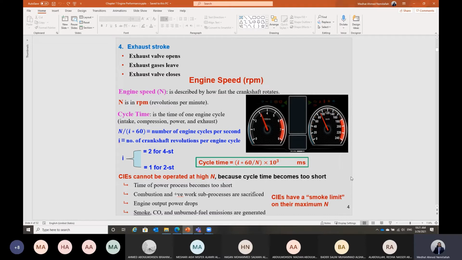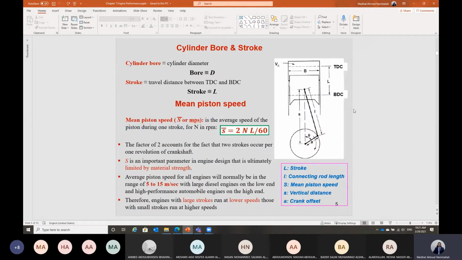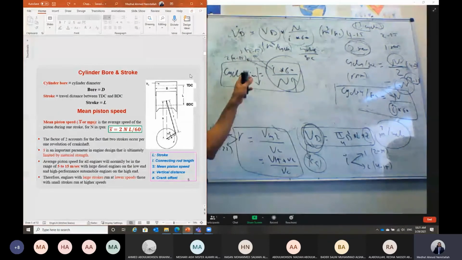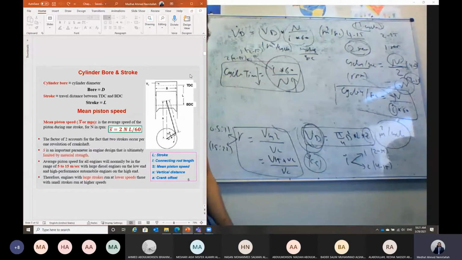So usually, if you look at the table here, you will find that for a diesel engine the RPM is limited compared to the case of a gasoline engine. Here is how we have defined the different parameters: the engine stroke, engine diameter, and how we can calculate the volumetric flow rate to the engine.